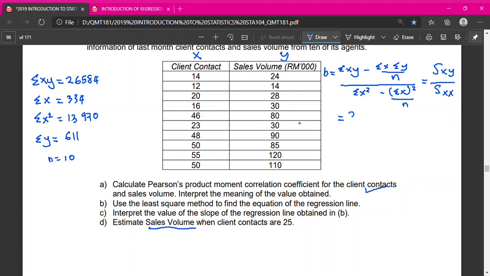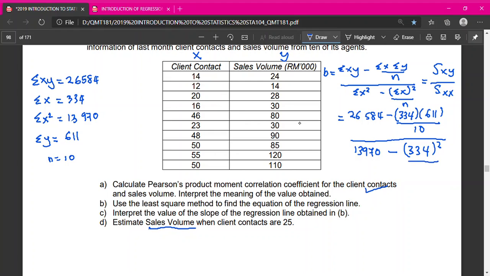So summation of xy. So you should write down all the value according to the formula. Okay, minus 334 square divided by 10. Divided by 10. So calculate the value. So it is 2.1946.